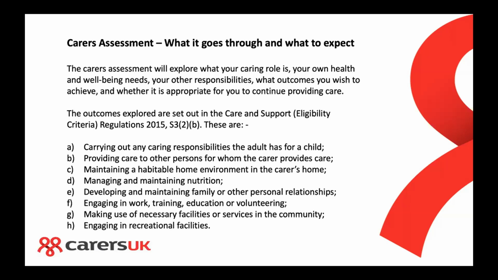So the outcomes are explored in the care and support regulations, and there's a few of them, so I'll talk through each one. So the first one is carrying out any caring responsibilities that you might have for a child. So this is where you're looking after somebody, but you're also having to look after somebody else who's a child, so they have to take that into account. You might be providing care to other people, such as a grandparent or a mother, father. It could be anybody, a friend, anyone at all.